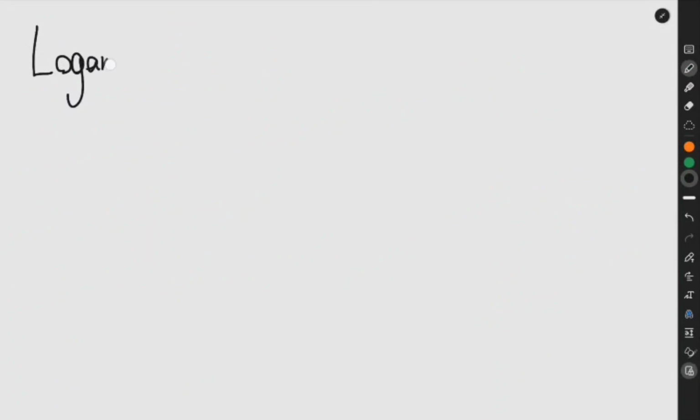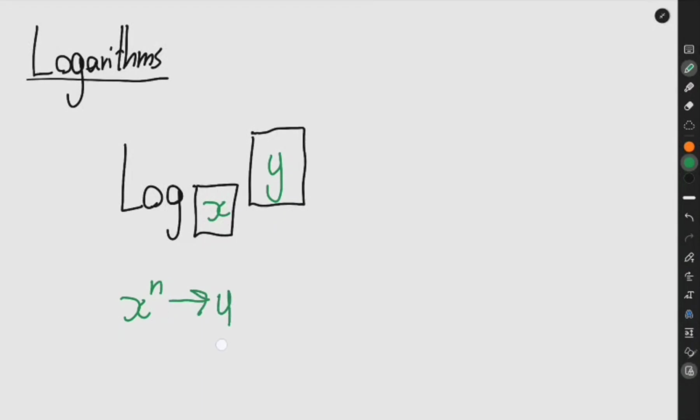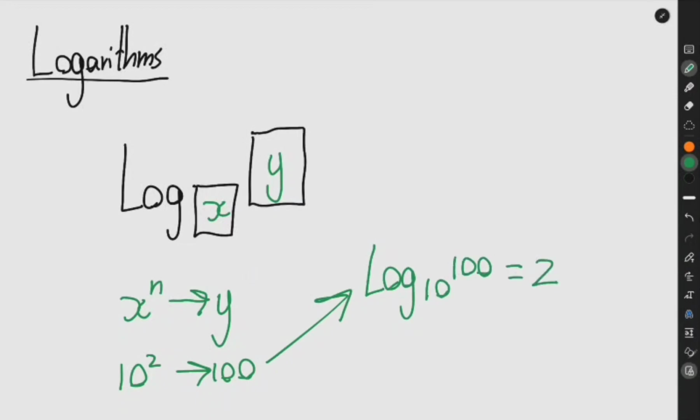With logarithms, we simply use log, the base, to the final number the base gets to. The number outputted by this function is the exponent the base must be raised to in order to output the final number. As an example, log 10 to 100 is 2 because 10 squared is 100.